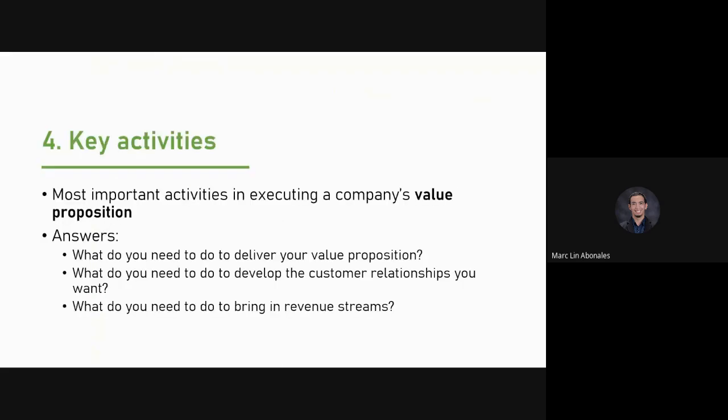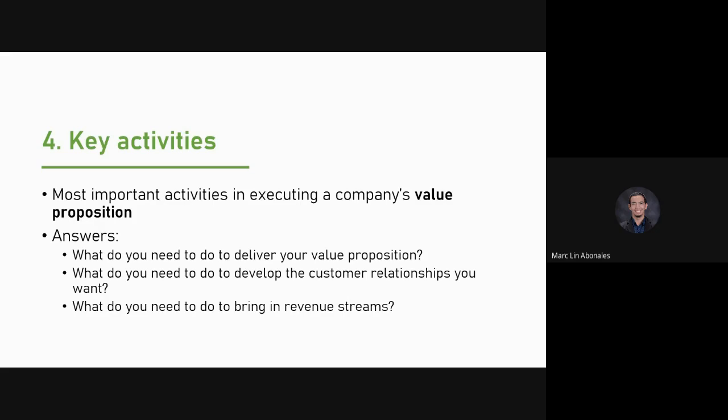And next is key activities. These are the most important activities in executing a company's value proposition. It answers the following questions. What do you need to do to deliver your value proposition? What do you need to do to develop the customer relationships you want? And what do you need to do to bring in revenue streams? In some ways, this is one of the most obvious parts of the canvas. If you're assessing a current business model and a key activity doesn't especially connect to those areas, you may need to adjust your model.